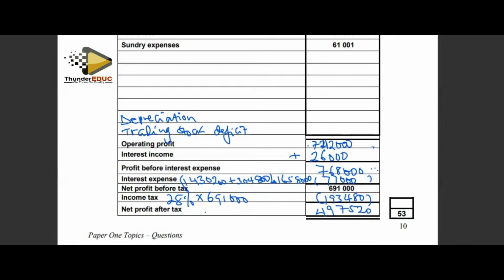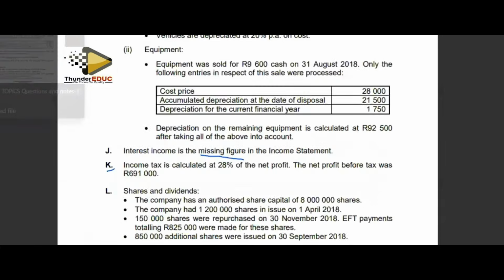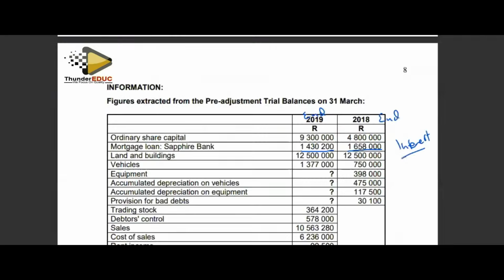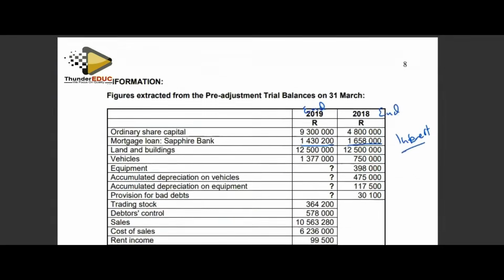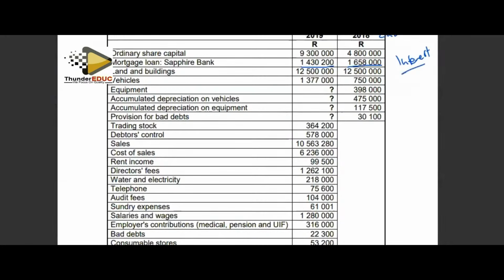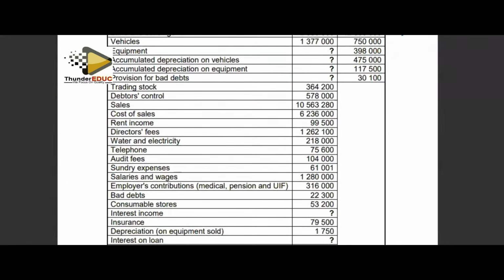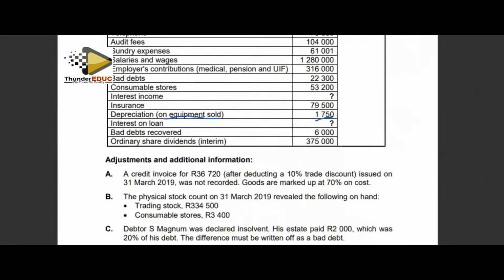So the depreciation in our calculation, let's check our question here. Depreciation was given in our trial balance as a depreciation on the equipment which was sold, which is only the equipment which was sold. But remember, what is depreciation? Depreciation is when an asset loses value.